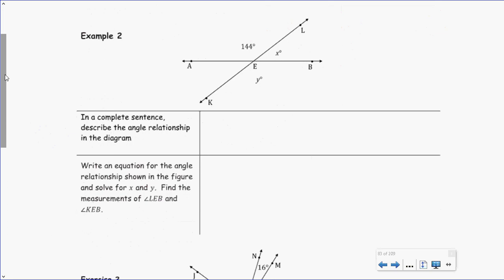What do you notice about these? It says describe the angle relationships in the diagram. Let's start with 144 and y. 144 degrees and y degrees. And if you need to, pause it and go back to our definitions to see which one makes the most sense for this right here.